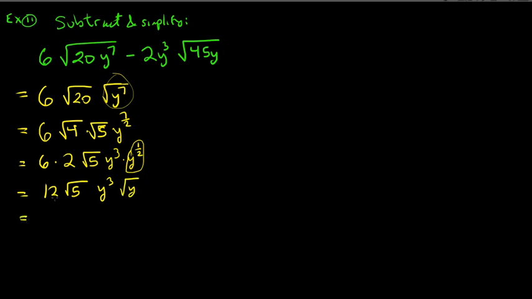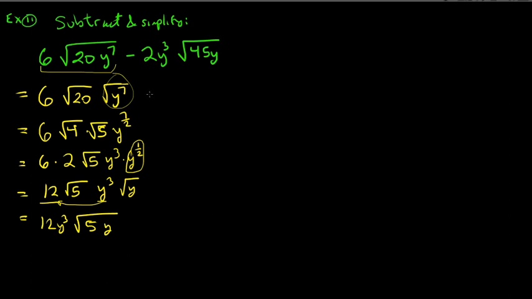Okay, now we're almost done. We just put the y cubed in front. So this is 12y cubed, and then times the square root of 5y. You can combine them all at once. See how that works? So I think we're done, at least with the first term. That's just the first term.